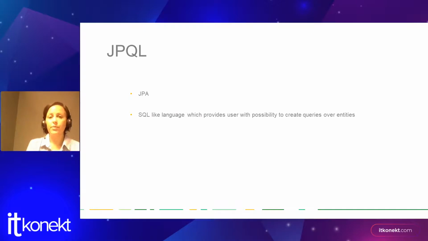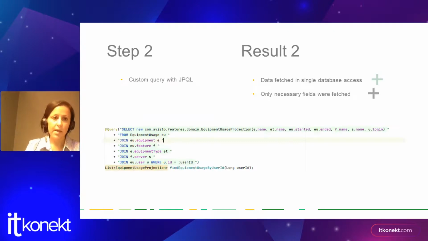It is also part of the JPA, and it is a SQL-like language, but instead of querying the database tables directly, it provides us with the possibility to query the entities themselves. This is how it looks, and all you have to do is specify the query in the repository class. JPQL has a very similar syntax to SQL, but you have to notice here that instead of the name of the database table, we use the entity name, and instead of columns from the database table, we are using the names of the fields.